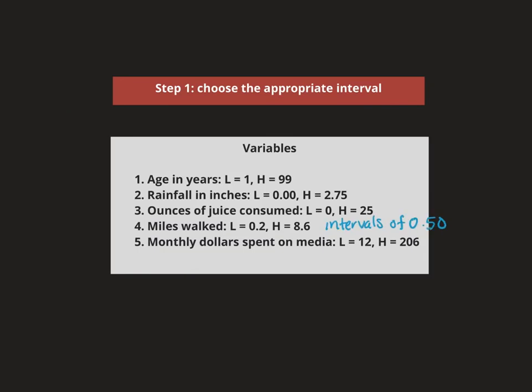For miles walked, intervals of 0.50 would be optimal. That'll yield for us about 17 or 18 different intervals. And for monthly spending on media, intervals of 10 or 20 would be appropriate. If we use an interval size of 10, we'll end up with approximately 20 intervals. And if we use the interval size of 20, we'll end up with approximately 10 intervals.